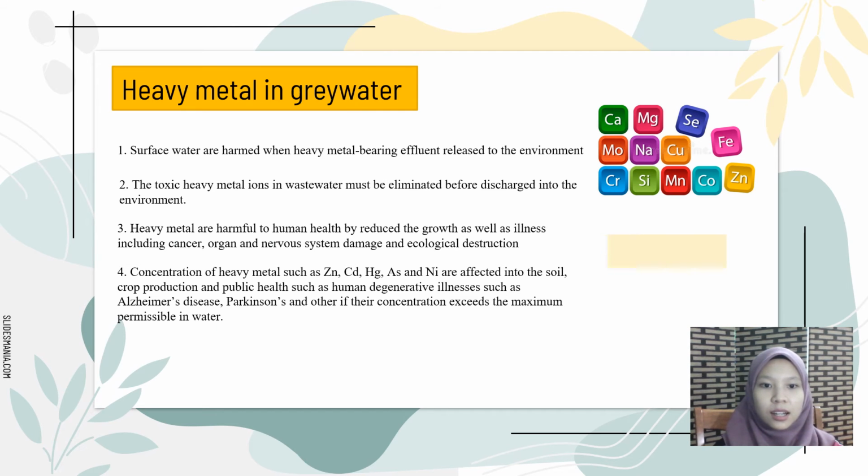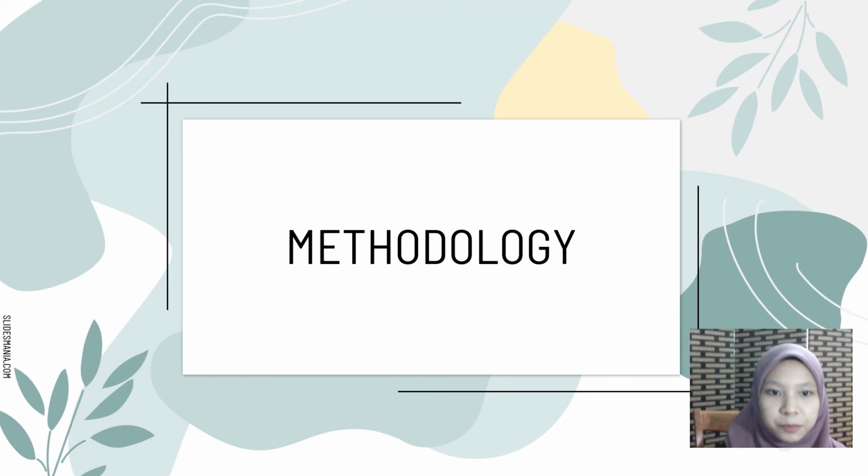Surface water is harmed when heavy metal-bearing influent is released to the environment. The toxic heavy metal ions in wastewater must be eliminated before discharge into the environment. Heavy metals are harmful to human health by reducing growth as well as causing illness, including cancer, organ and nervous system damage, and ecological destruction. Concentrations of heavy metals such as zinc and cadmium affect the soil, crop production, and public health, such as human degenerative illnesses like Alzheimer's disease, Parkinson's, and others, if the concentration exceeds the maximum permissible in water.